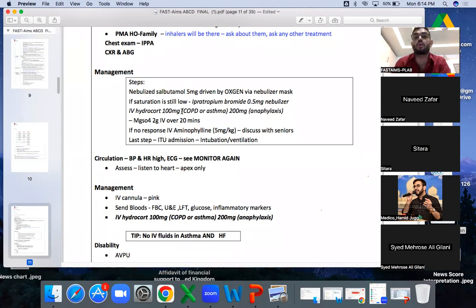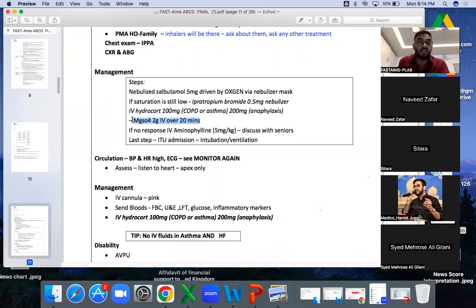And after hydrocortisone, if the patient gets worse, you will give magnesium sulphate, MgSO4 IV 2 gram over 20 minute infusion. Keep in mind, this is over 20 minute infusion. And you will be discussing with the senior. From this step, your scope is getting low. The scope of the senior is coming from the MgSO4.